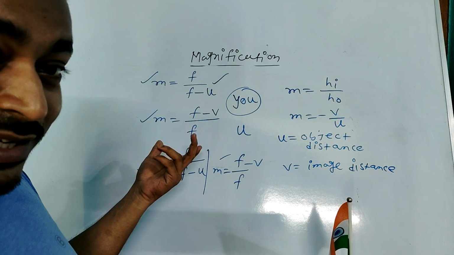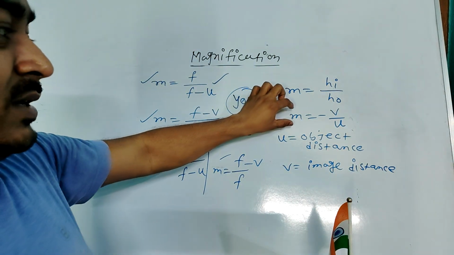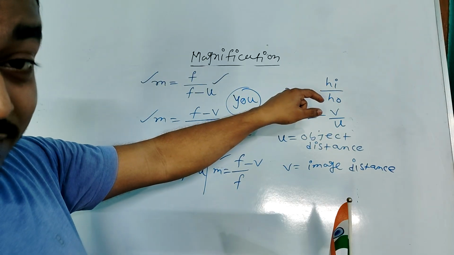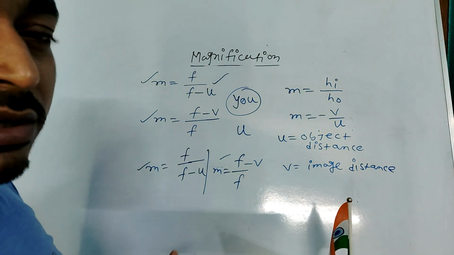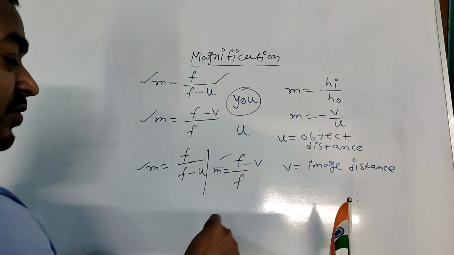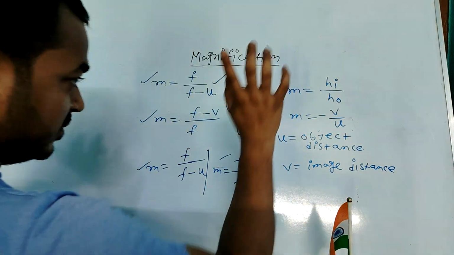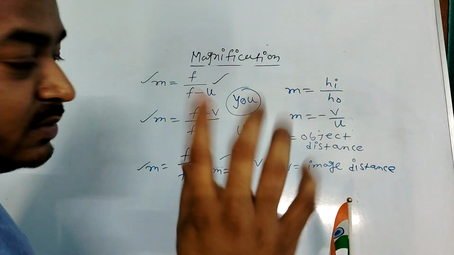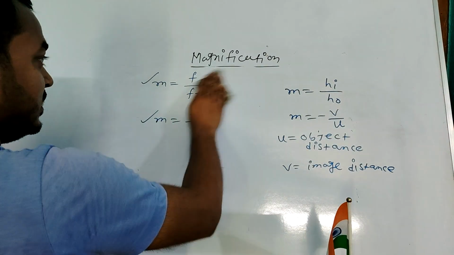So let's prove it. Sir, how to prove this one, m equal to minus v by u? Derivation is not required. If you want, we will discuss. Okay, no problem. So let's start. First we'll prove this. Later I will show this one. The magnification is equal to minus v by u. So let's start.